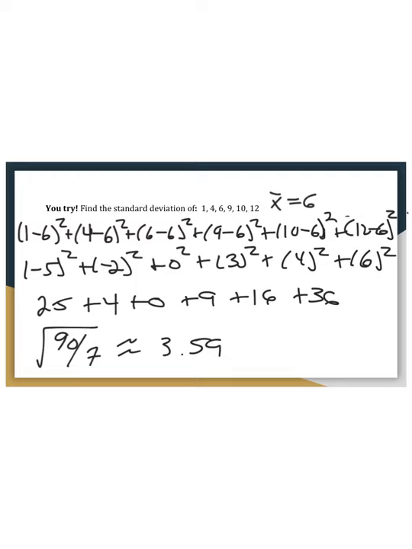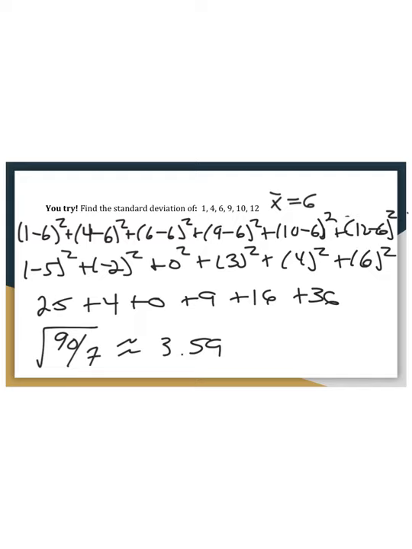So -25 squared is a positive 25, -2 squared is a positive 4, and then we have 0, 9, 16, and 36. By adding up all those numbers, I get 90. I'm then going to take that 90 and divide it by 7 because I have 7 different terms in my original data set. And I would also take the square root, and I get approximately 3.59 as my standard deviation.